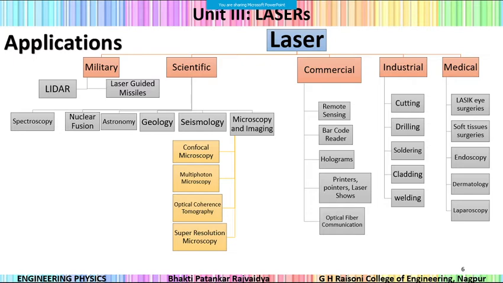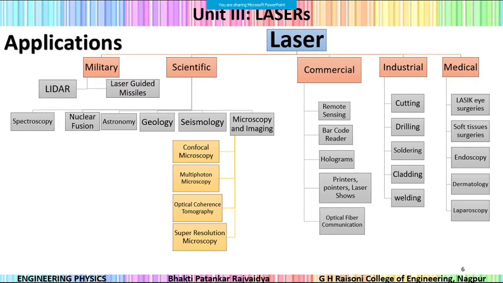Then microscopy and imaging, a very widely used application of laser. Imaging means you are creating images of very minute or very fine things. These can be illuminated with the help of very pointed beams, and laser can be used there. The different kinds of microscopy, confocal, multifocal, then optical and super resolution, in all these microscopy, instead of normal light, laser light is used because it is highly intense and focused. Then next come the very commercial applications of laser.